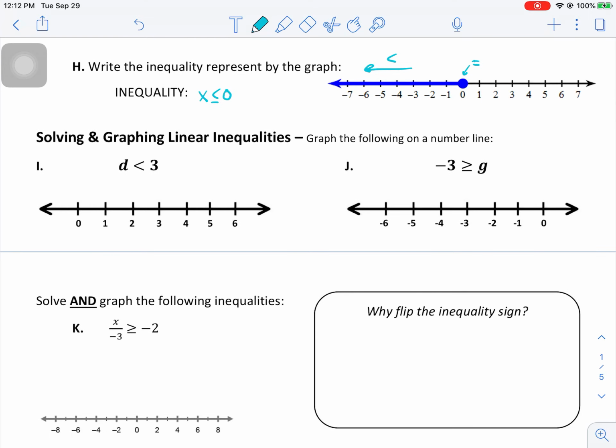Graph the following on a number line. This says d is less than 3. So at 3, we put an open circle. For less than, we want all of the values less than 3. So that would be like 2, 1, 0. So then we draw our line to the left.